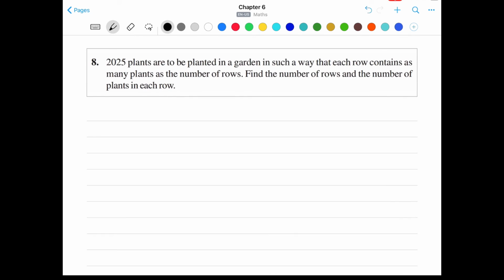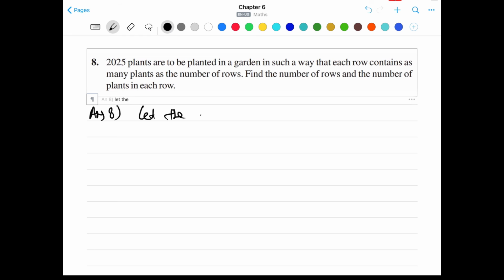In a similar way, we have the next question, which is: 2025 plants are to be planted in a garden in such a way that each row contains as many plants as the number of rows. Find the number of rows and the number of plants in each row. So we'll consider the number of rows to be x and the number of plants in each row also will be x. So write answer number 8.